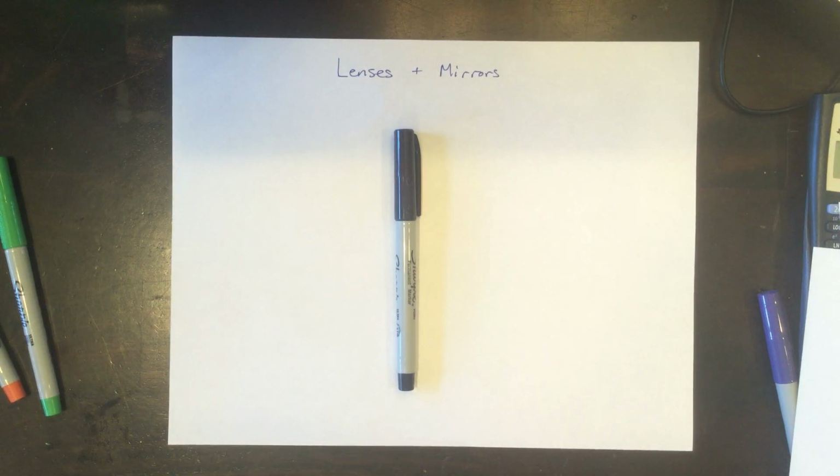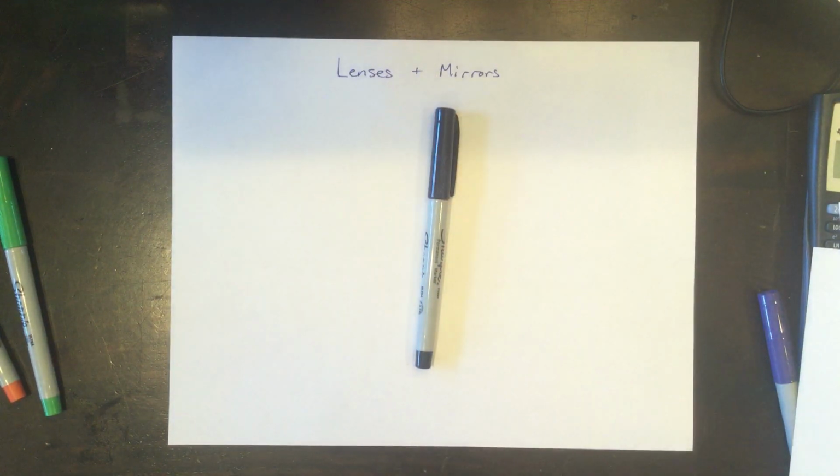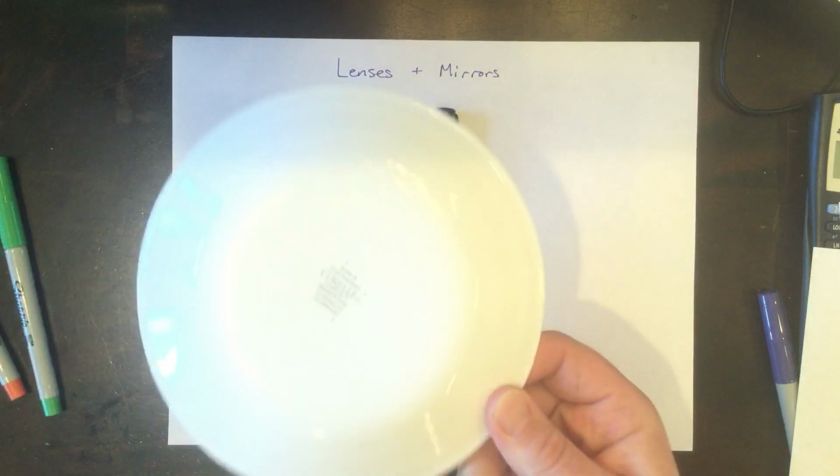Okay, so this is going to be on lenses and mirrors. Checking my focus here. You have to take basically the autofocus off when you do this or else it would keep messing up. For this, you're gonna need a ruler to draw the pictures, and I'm using a plate.